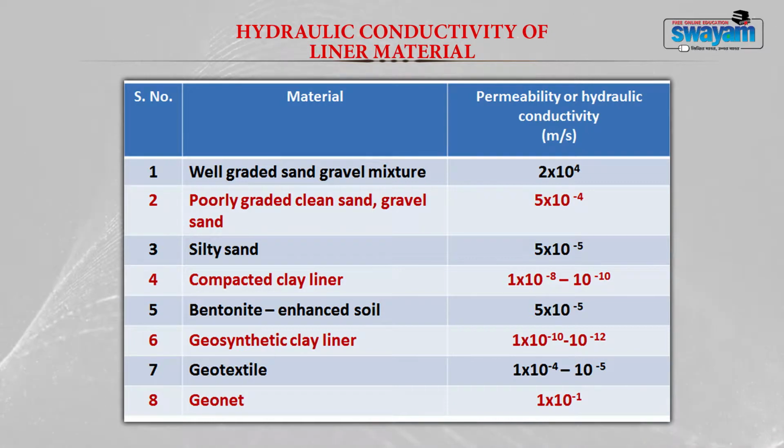And bentonite, geosynthetic clay liner, geotextile, geonet, they all possess a permeability or hydraulic conductivity of 5 into 10 to the power of minus 5, 1 into 10 to the power of minus 10 to 10 to the power of minus 12, 1 into 10 to the power of minus 4 and 1 into 10 to the power of minus 1 meter per second respectively.